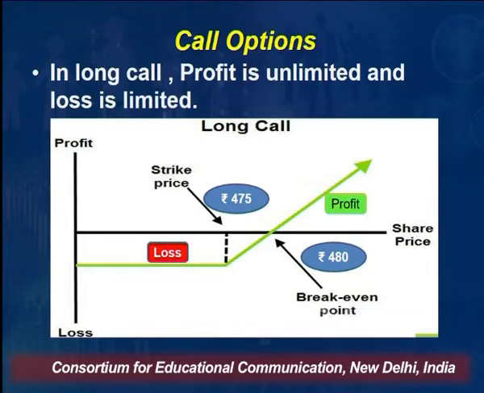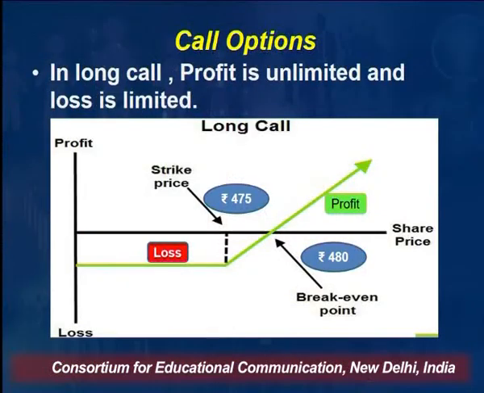Any price which is less than 480, the option holder will be a loser. Loser in the sense that the premium which he has paid will be the loss, the 5 rupees on each share. If the lot is of 1000 shares, 5000 is a loss. That's why this line you are seeing is horizontal, right? So the maximum loss of the holder is 5000.